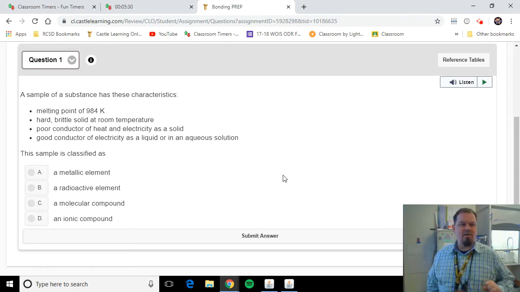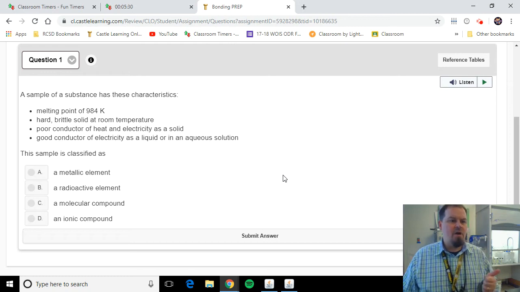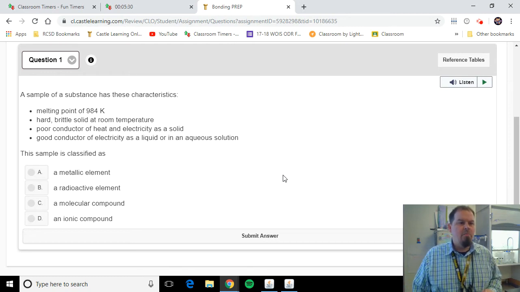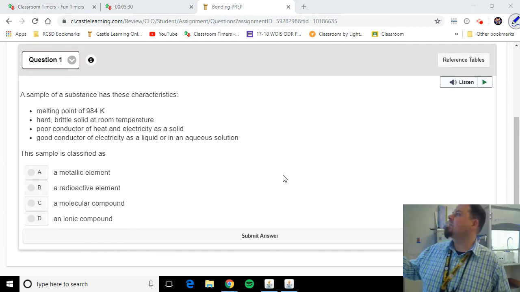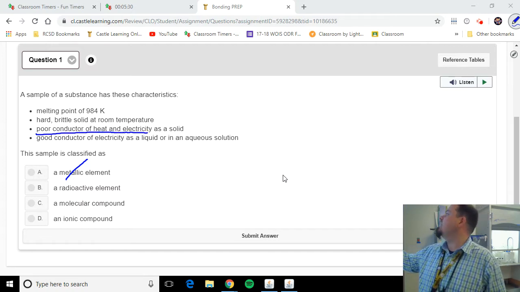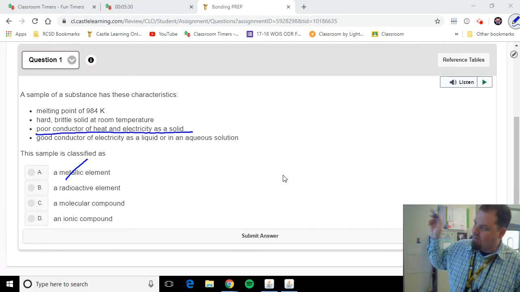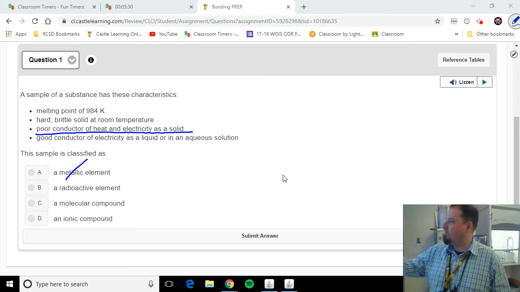A sample has these characteristics. Melting point, 984 K. Super hot. It's hard, brittle, solid at room temperature. Poor conductor of heat and electricity as a solid. Good conductor of heat and electricity as a liquid or aqueous solution. So, right off the bat, I'm going to say it's not a metal because of this. Poor conductor of heat and electricity as a solid. A metal is good at that. Okay. And then radioactive element, we haven't studied anything about that, so I'm going to leave that out.